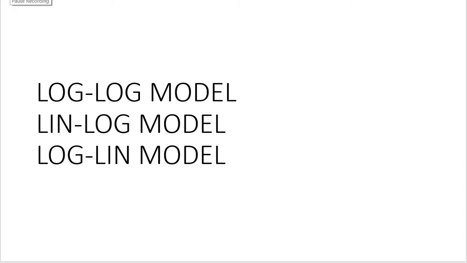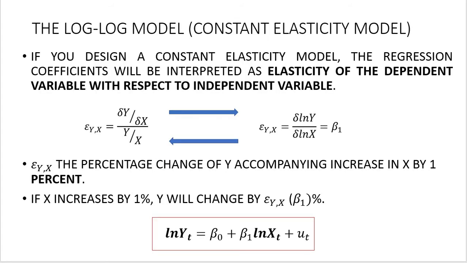Hi, so in this video we will discuss different forms of regression models containing natural log as at least one dependent or independent term. So the first type of model to discuss is the log-log model. Log-log means natural logarithm, and we call this type of models in this way because both the dependent and independent variables are expressed as the natural logarithms of the original variables.